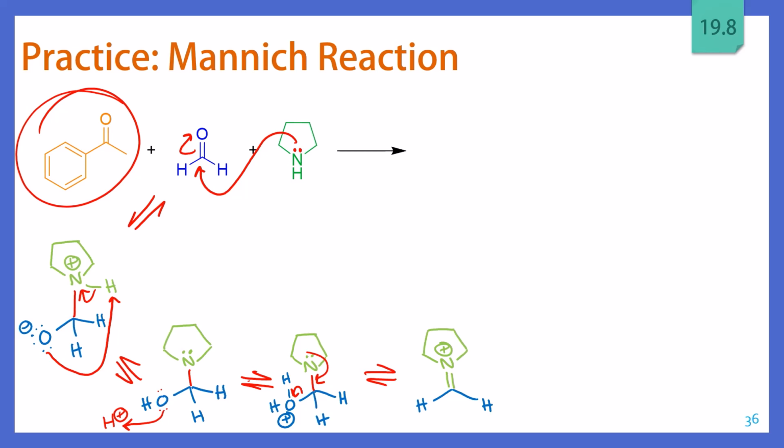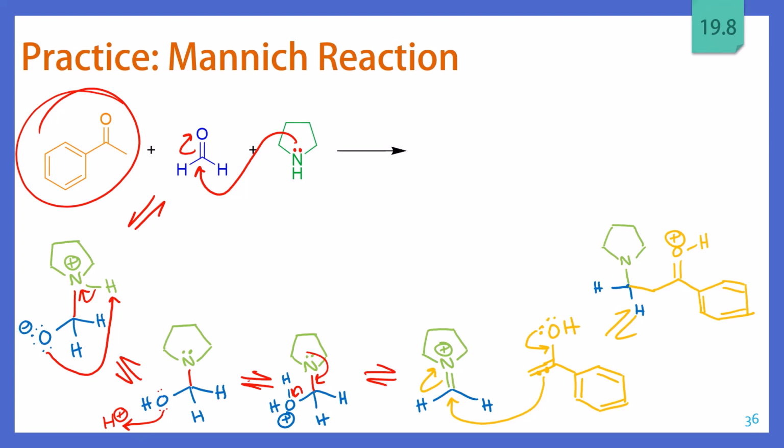So then in the next step, you have to use the enol that would form from acetophenone in acid to attack your iminium ion. So now the only thing left to do is to deprotonate our ketone to get our product.